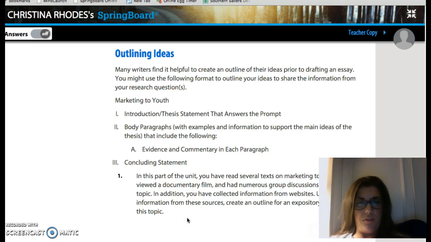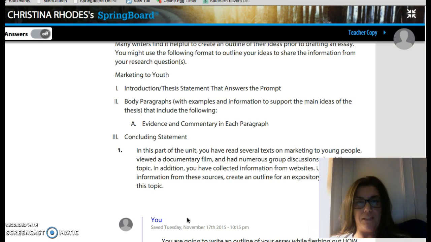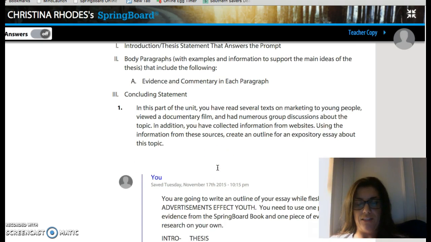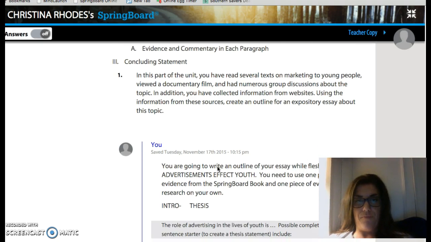Okay, once you have read that, it basically breaks down to, you have your introduction, your thesis statement that answers the prompt on how ads affect teens. You have your body paragraphs with examples from the Springboard book and an example from research on your own, where you provide commentary like this quote shows, this quote portrays, this quote denotes. Then your concluding statement, you're summing up how ads affect teens overall, either from the documentaries, from the articles we read in the Springboard book, and then research on your own.